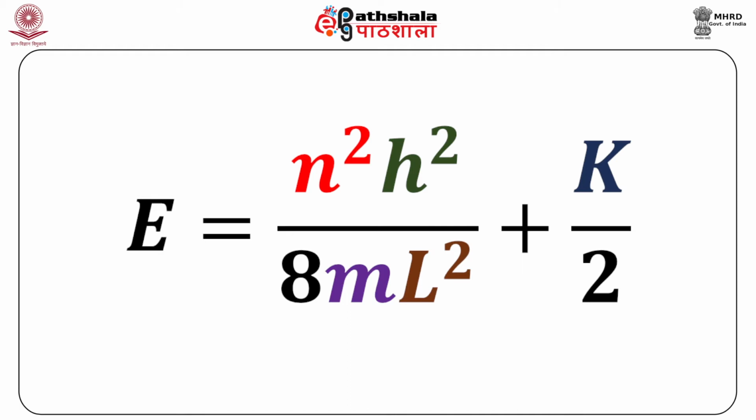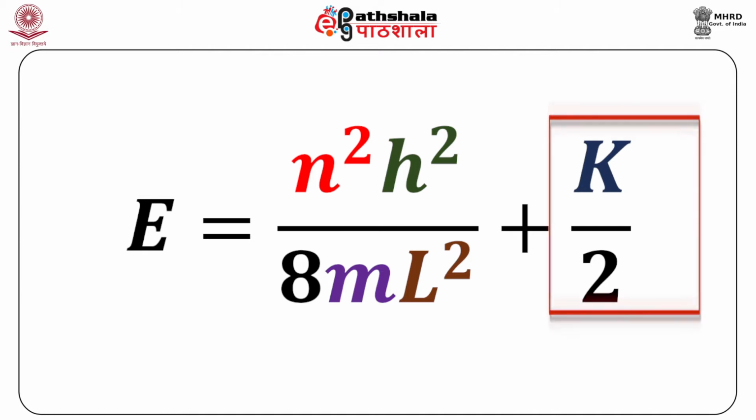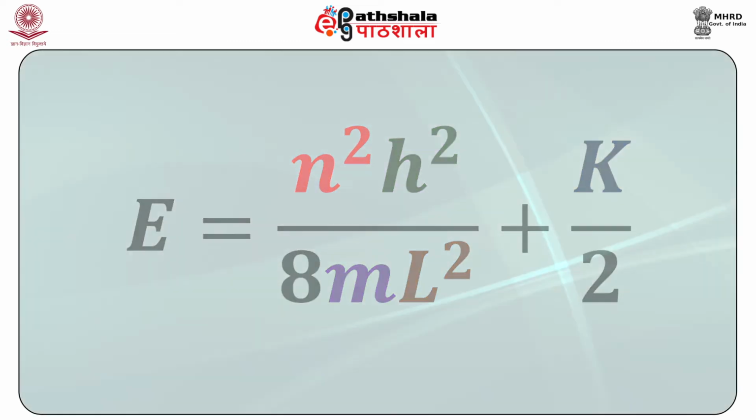But once the perturbation effects are considered, the corresponding energy becomes n²h²/8ml² + K/2. So this K/2 is the corresponding correction which we have been able to find out using the first order perturbation theory.